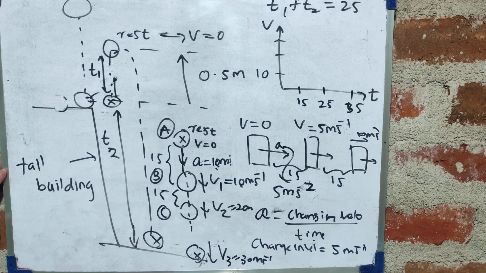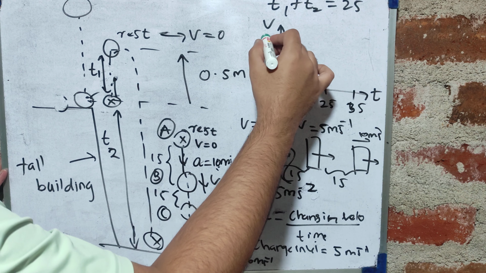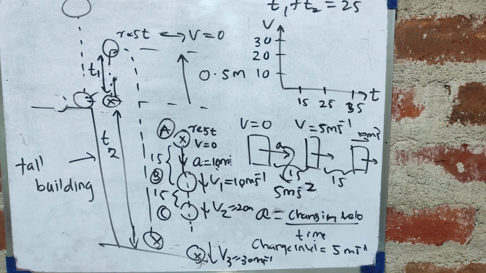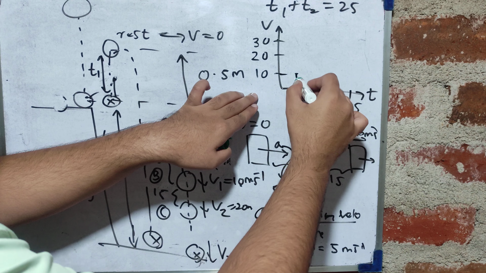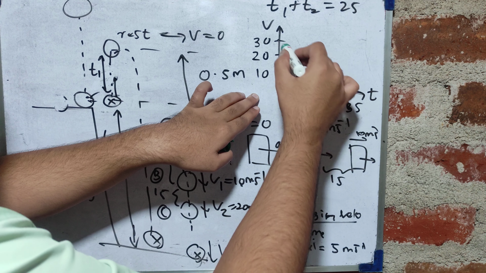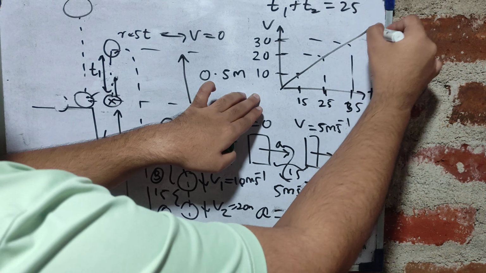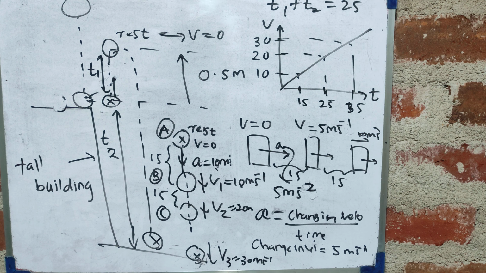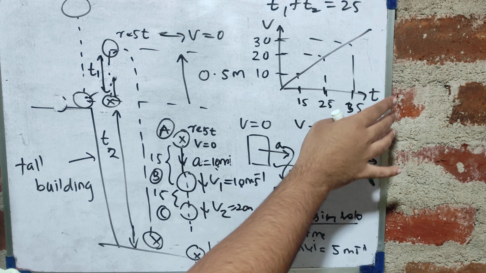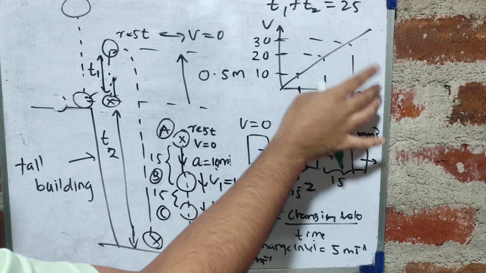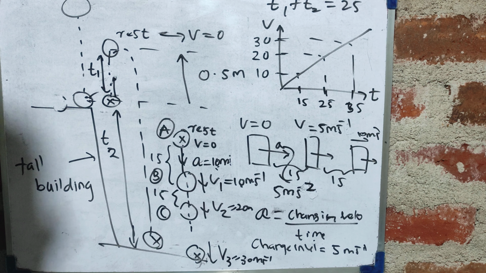In 1 second the velocity increases by 20 meters per second, then it's 20, then it's 30. So if you plot a graph, how will the graph be? It's going to be a straight line. So you know the gradient under a v-t graph is acceleration.